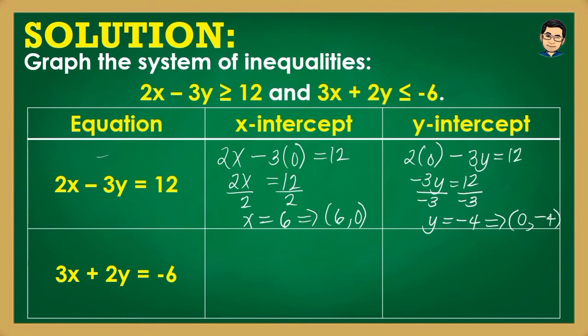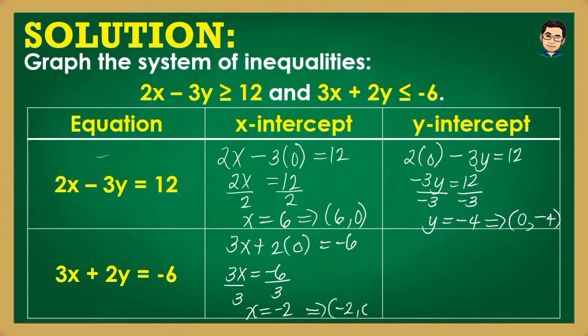And then finally, yung next equation natin, yung second equation natin, 3x plus 2y is equal to negative 6. 3x plus 2 times 0 is equal to negative 6. And then 3x is equal to negative 6. Dividing both sides by 3. So the value of x is negative 2. So to write the x-intercept, that is (-2, 0).